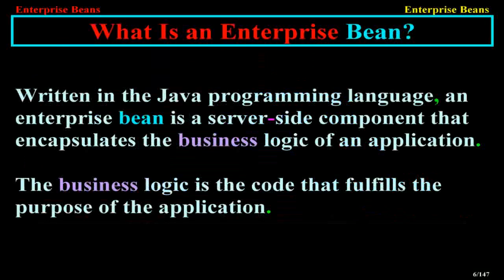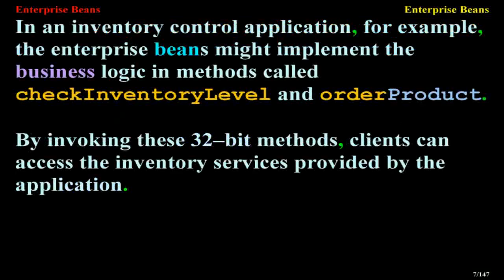What is an Enterprise Bean? Written in the Java programming language, an Enterprise Bean is a server-side component that encapsulates the business logic of an application. The business logic is the code that fulfills the purpose of the application. In an inventory control application, for example, the Enterprise Beans might implement the business logic in methods called checkInventoryLevel and orderProduct. By invoking these methods, clients can access the inventory services provided by the application.